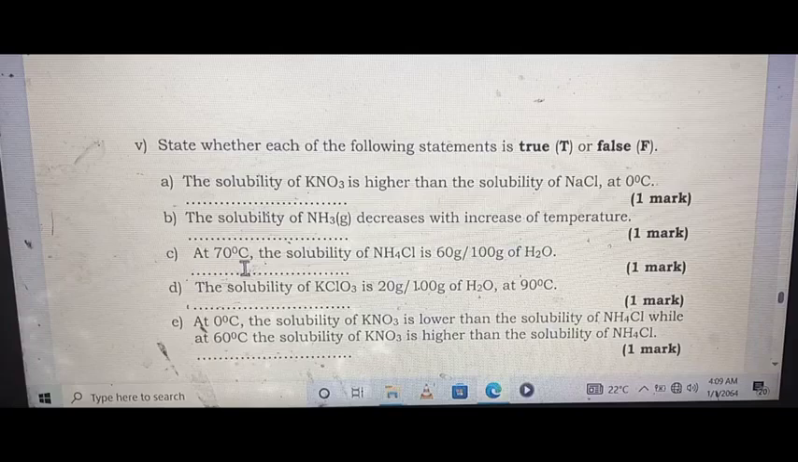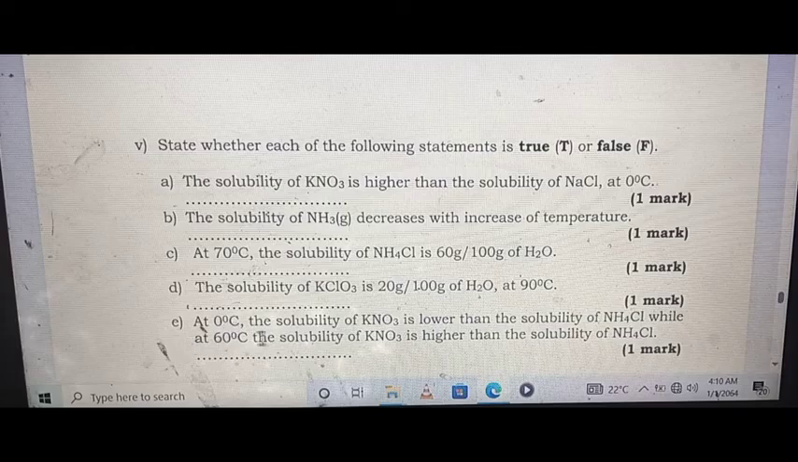C. At 70 degrees Celsius, the solubility of ammonium chloride is 60 grams per 100 grams of water. The correct answer is first. D. The solubility of potassium chromate is 20 grams per 100 grams of water at 90 degrees Celsius. The correct answer is first.